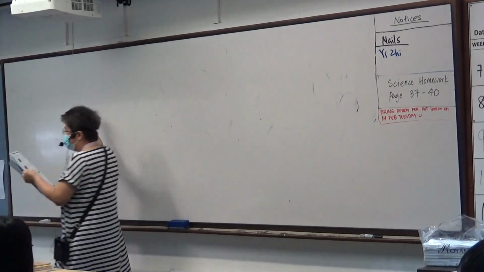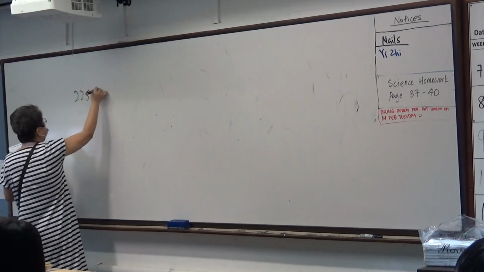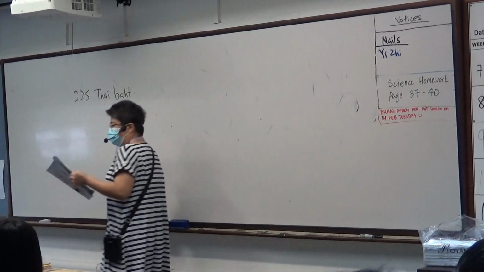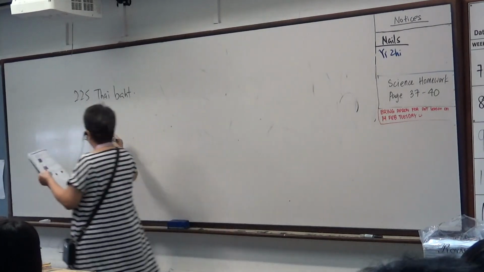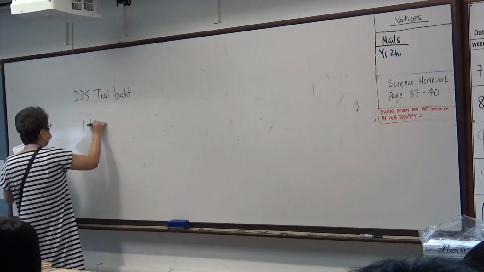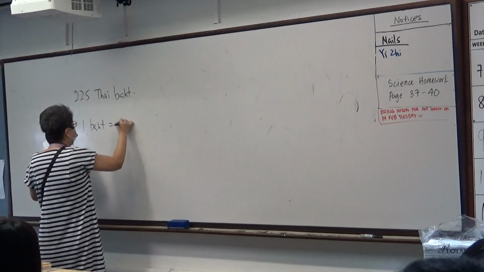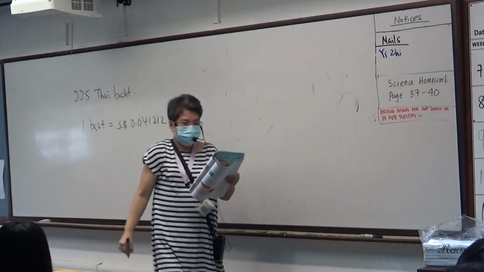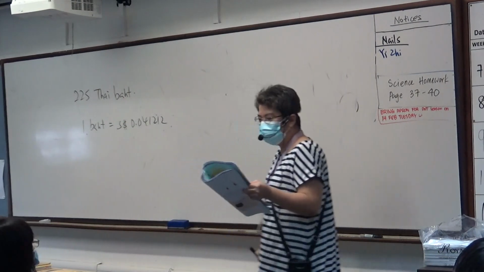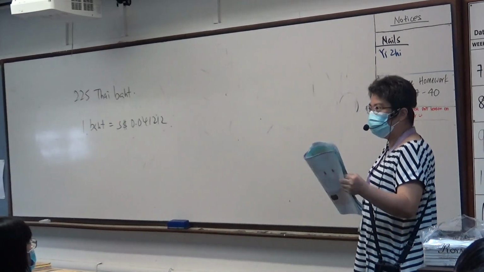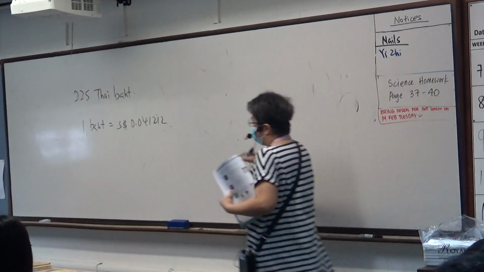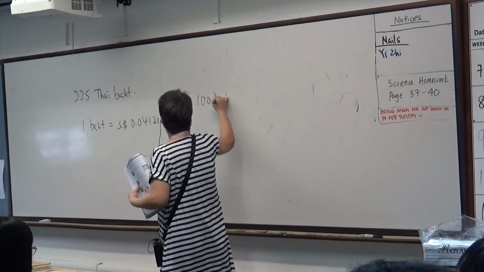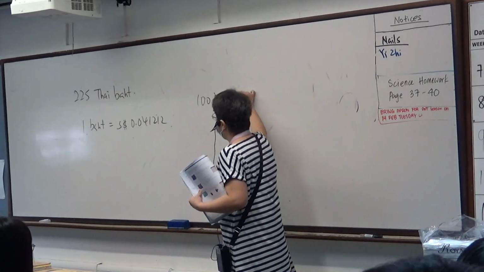A wallet contains 225 baht. The conversion rate is 1 baht is 0.041212 Singapore dollars. Okay? Without using a calculator, estimate the price of the wallet in Singapore dollars. Okay. 1 baht is this. How about 100 baht? You divide.